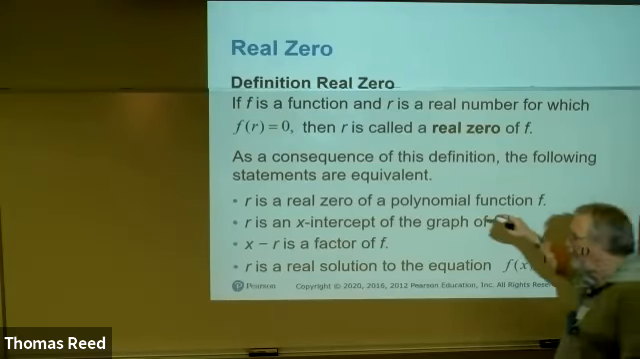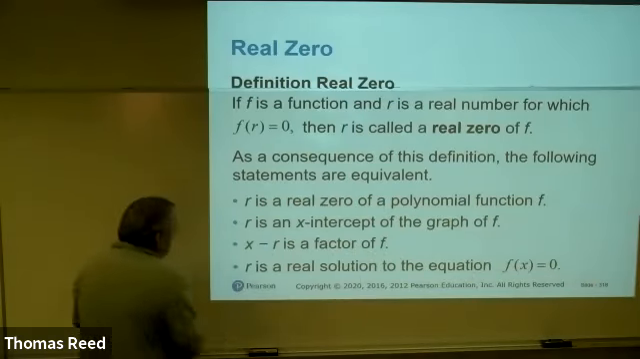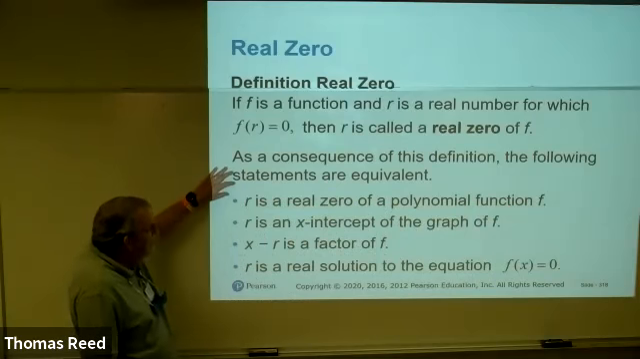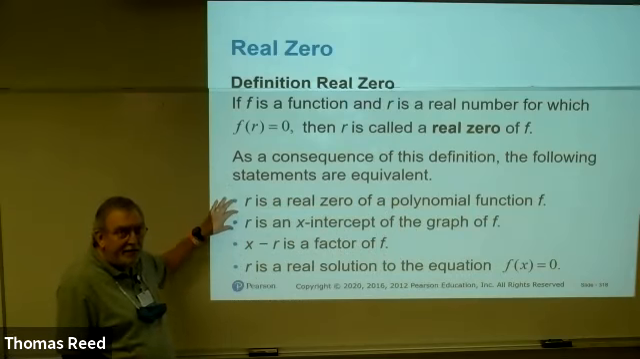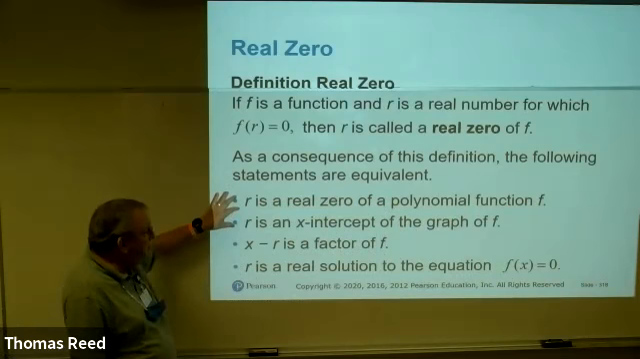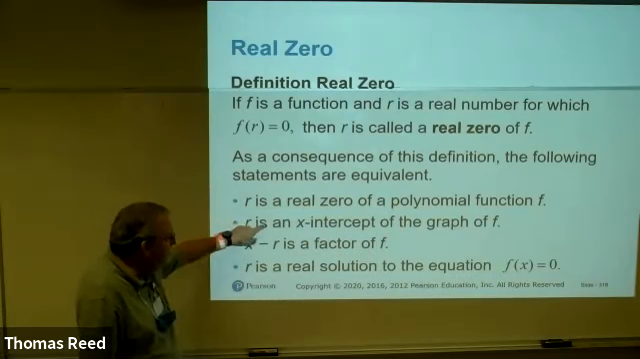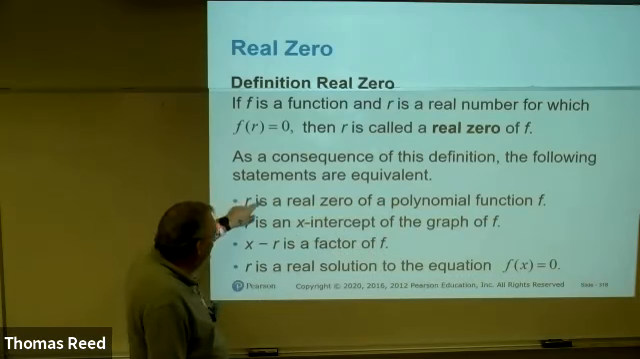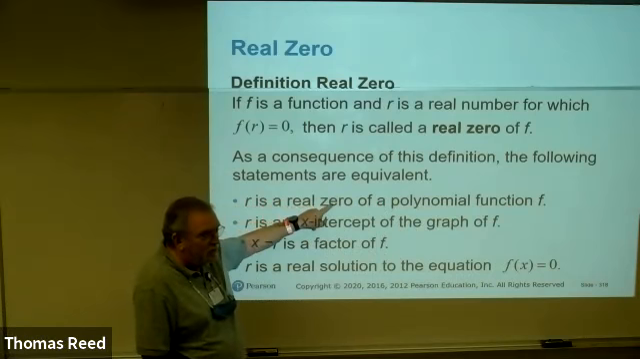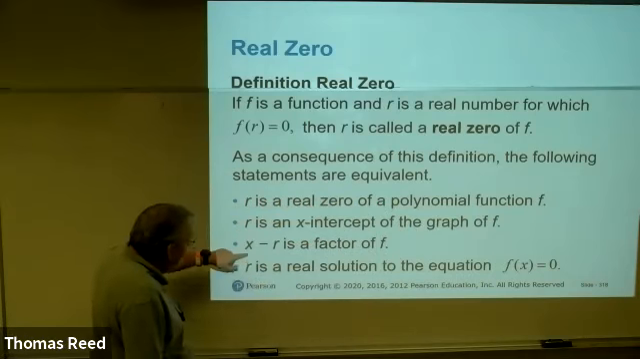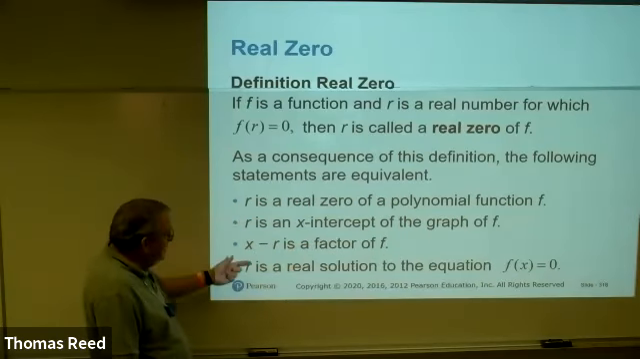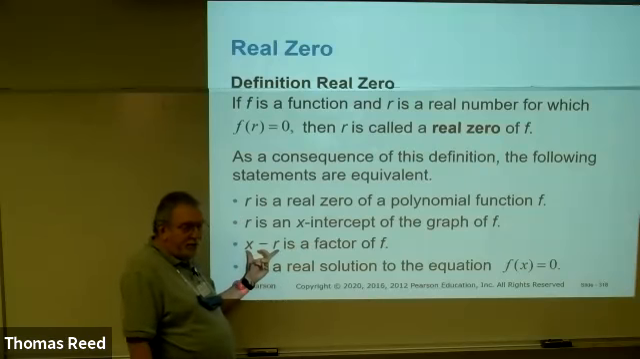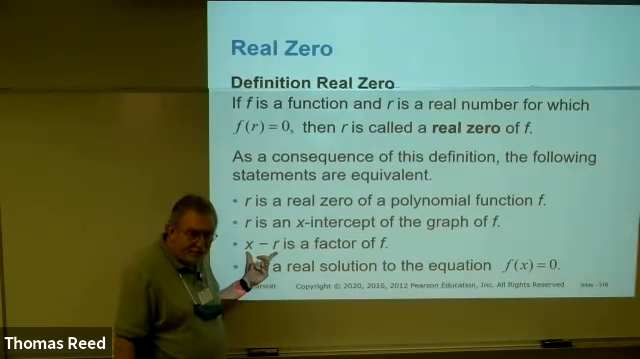So if one of these statements is true, all 4 of them are true. That's what this means by equivalent. If r is a real 0, then that means it's an x-intercept. Haven't I been saying that all along? Because these are talking about the same numbers in 2 different ways. One is where the graph hits the x-axis, and the other is making the function equal to 0. Okay. x minus r is a factor of f. That means whatever r is, x minus that number is a factor of the function.